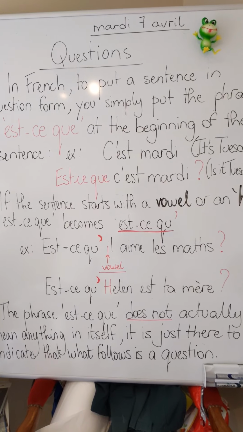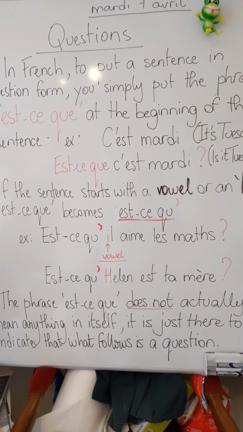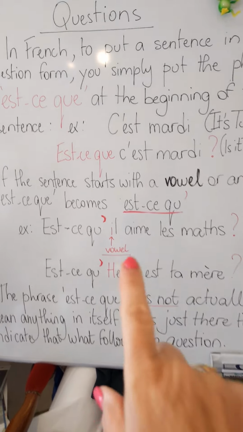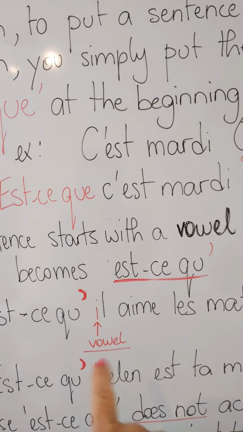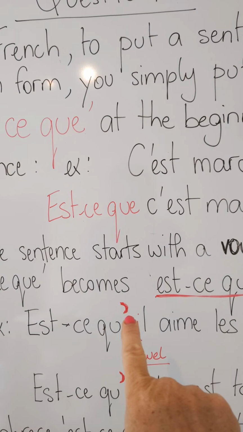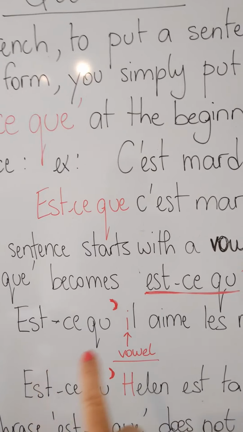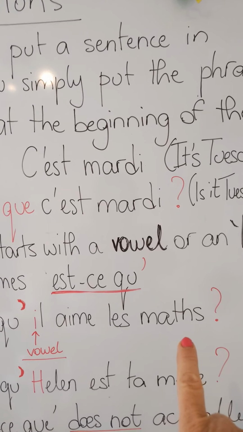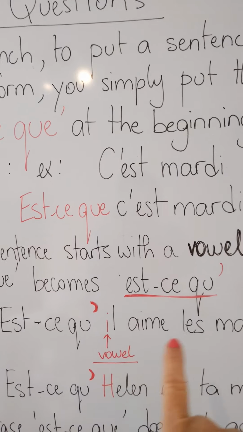And of course, French being French, there's always a little exception whereby we have to check if the sentence starts with a vowel, because what happens if the sentence starts with either a vowel or an H is that the last E will be transformed into, yes, you said it, an apostrophe. Therefore, il aime les maths, he likes math. If I want to ask, does he like math? I will simply put, est-ce qu'il aime les maths?